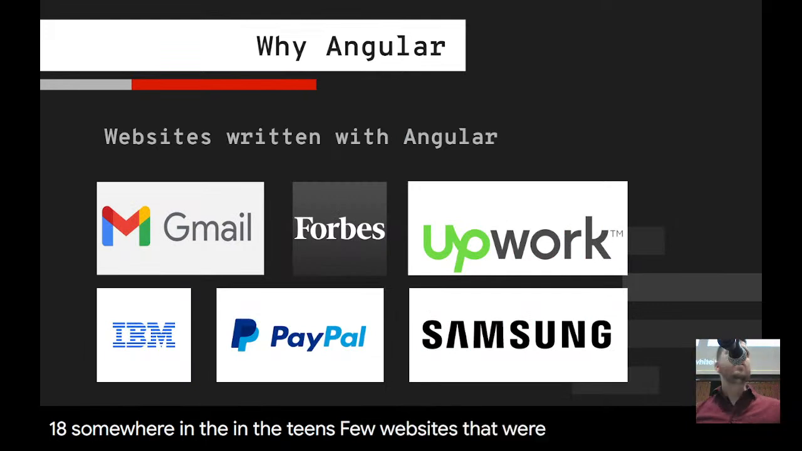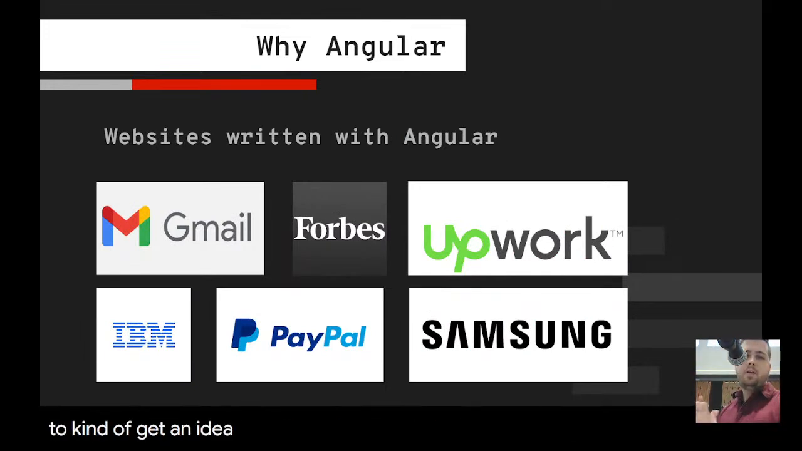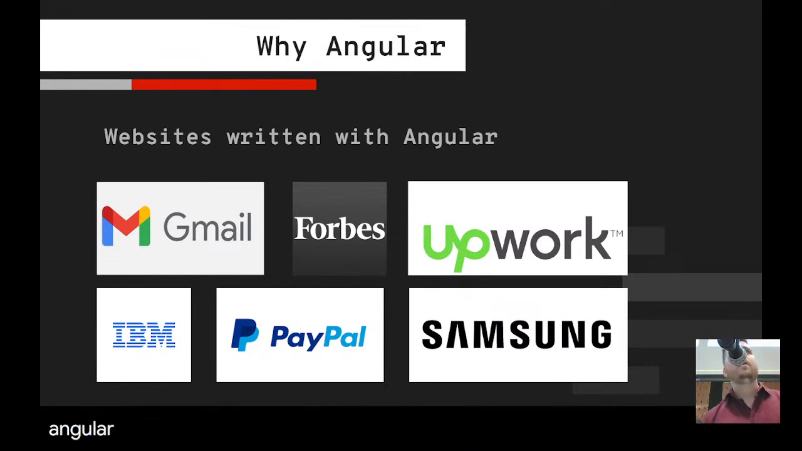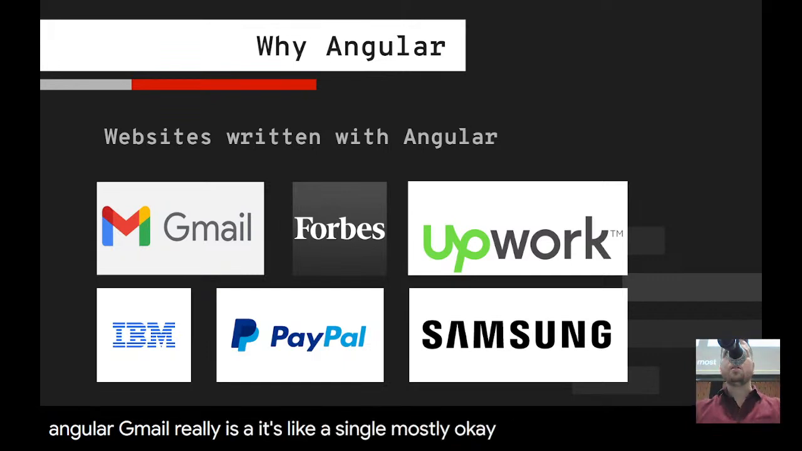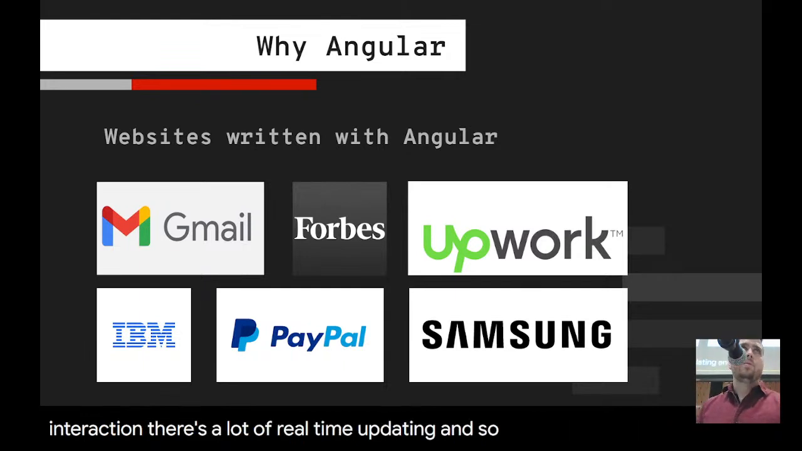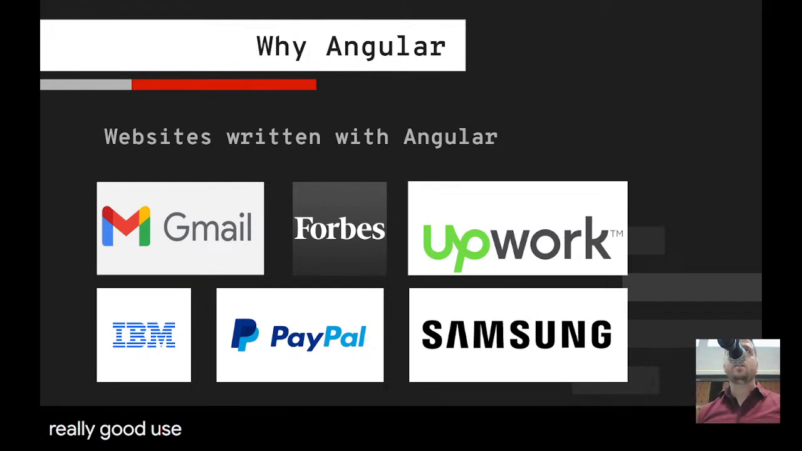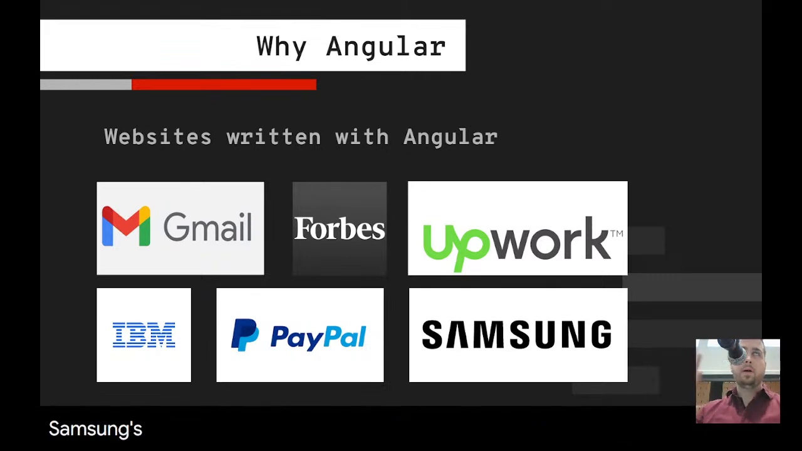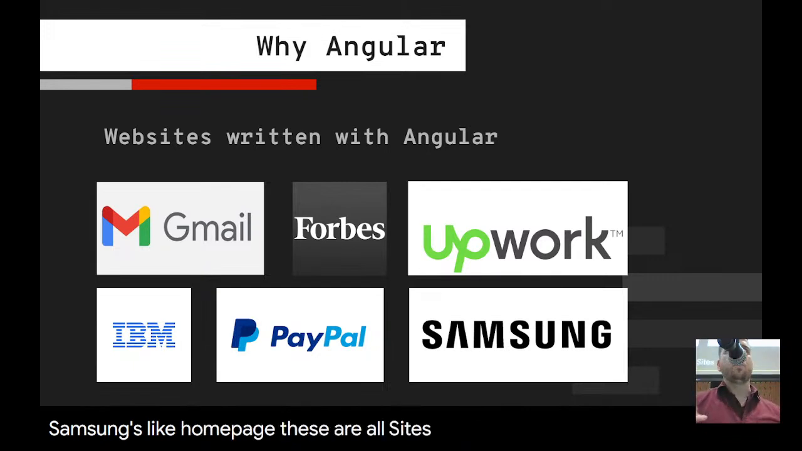Here are a few websites that were written in Angular, just to get an idea. Gmail is probably the best example of a website written in Angular. Gmail really is mostly a single page web application. So you have a lot of stuff happening all on one page, and there's a lot of interaction and a lot of real-time updating. So something like Gmail is a really good use case for Angular. Also Forbes' website, Upwork's website, IBM's website, PayPal, and Samsung's homepage. These are all sites that were written with Angular.